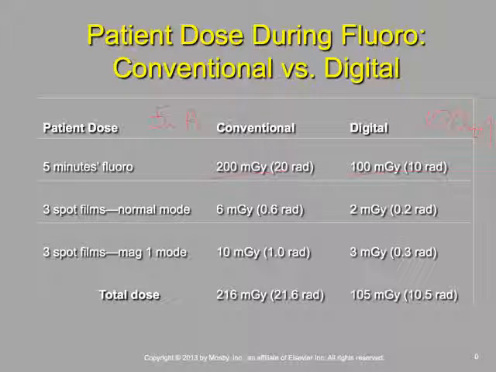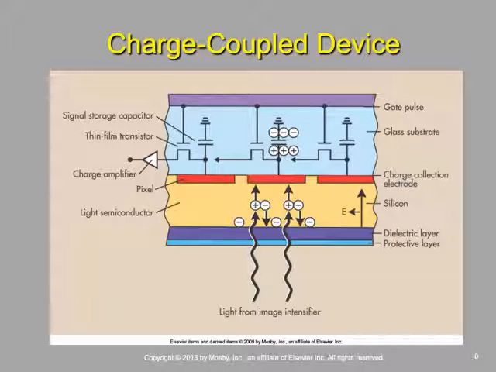Spot films with digital are going to be a lower dose than spot films with conventional, just because of the way that digital samples. Okay? Magnification mode with digital is going to be less than magnification mode with conventional. So on the whole, digital comes out on top.